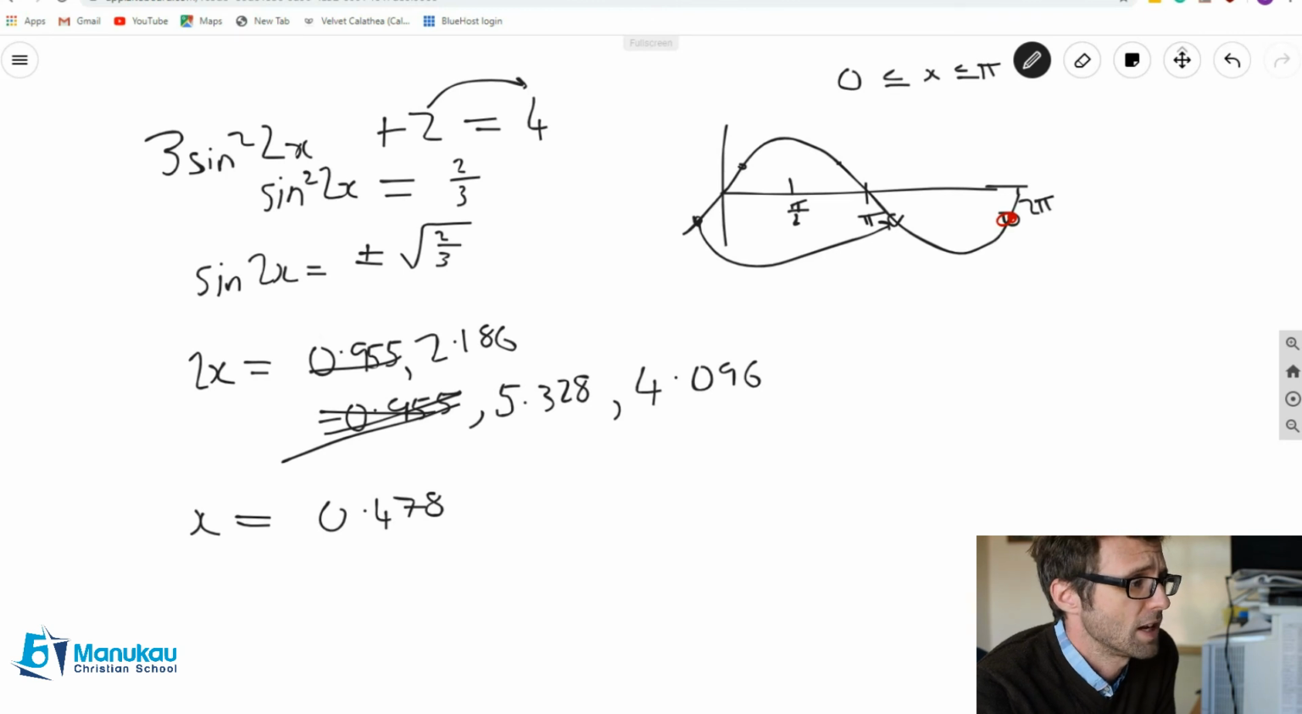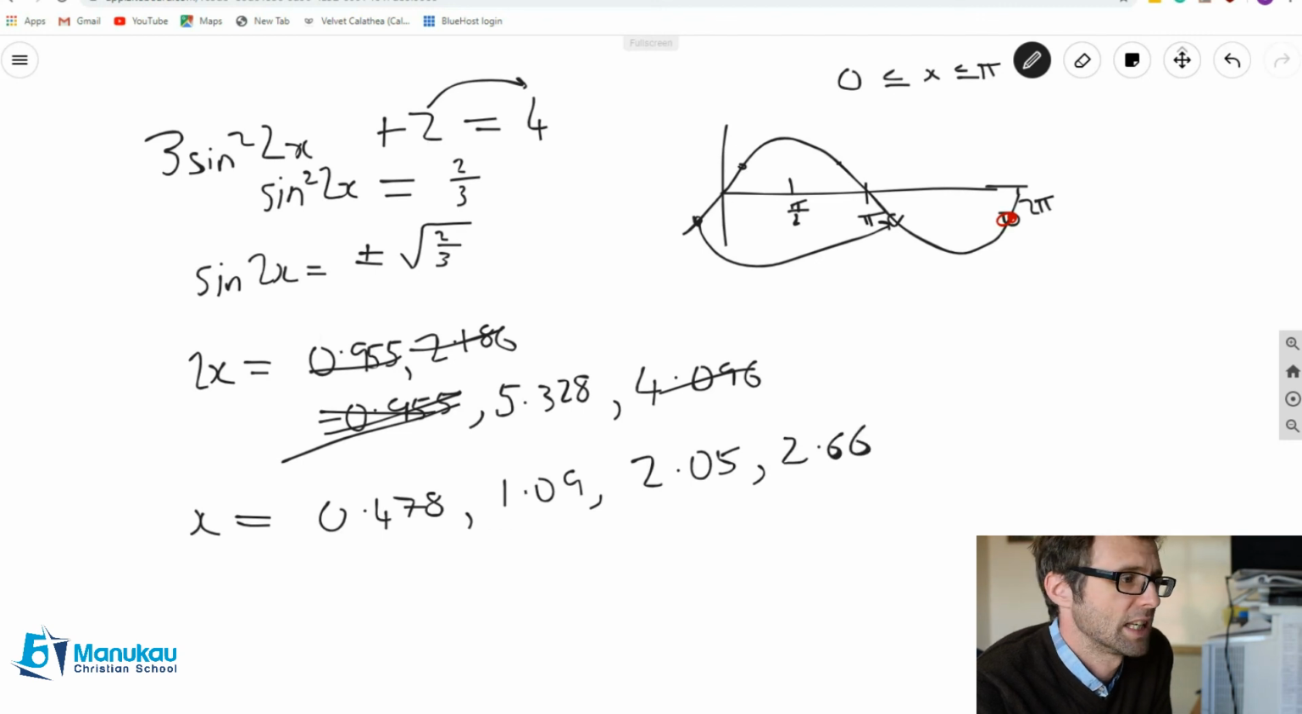So the first one is x is 0.478. I did that by dividing 0.955 by 2. Now I'm going to divide 2.186 by 2. That will give me 1.09. Dividing 4.096 by 2 gives me roughly 2.05. And finally, dividing 5.328 by 2 gives me 2.66. Well, I really hope that helped you understand how to solve this question.